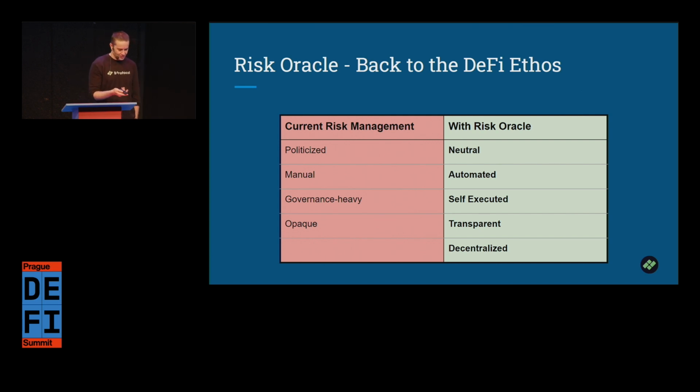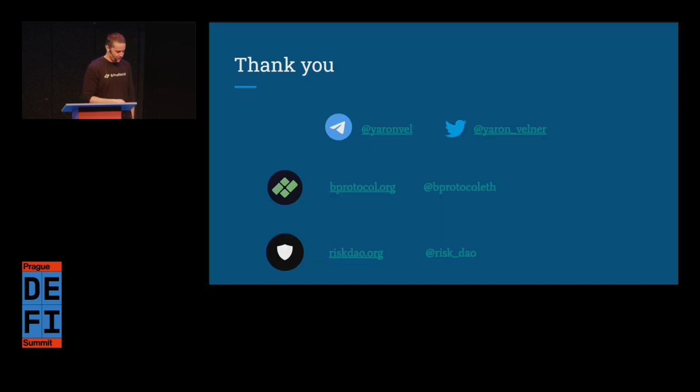So this risk oracle will offer more neutrality, automation, because a lot of the risk management requires DAO votes, which is a very tedious process. Much more transparency and decentralization. So with that, I'm concluded and happy to take any questions if you have.